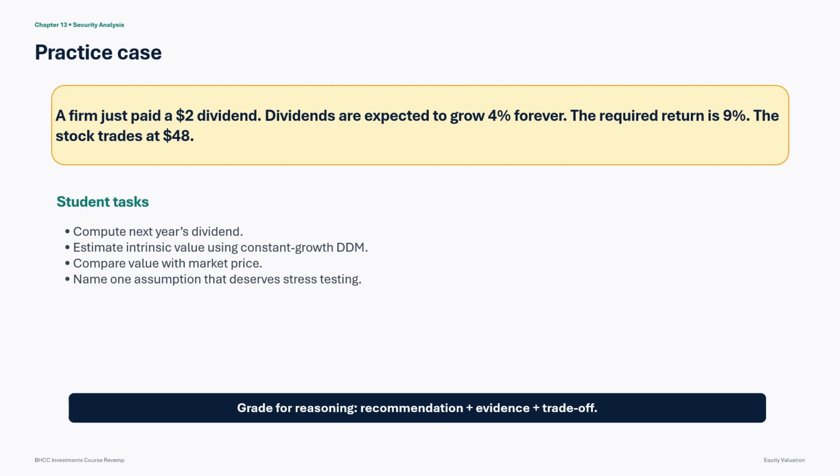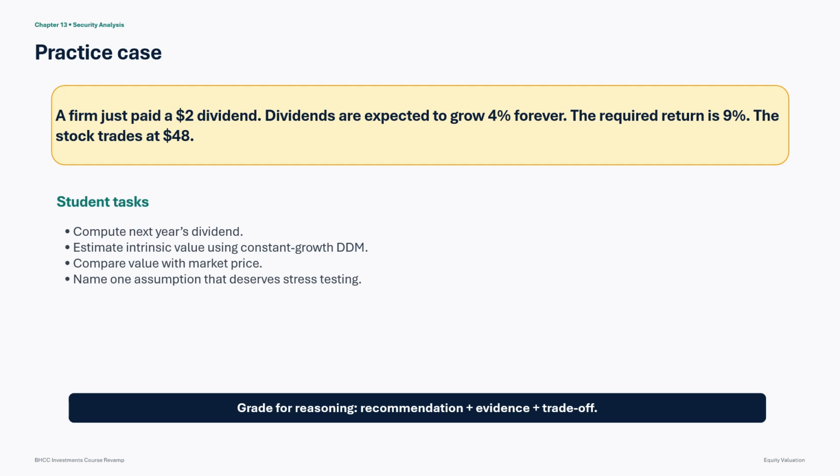Task 4 is to name an assumption that deserves stress testing. Several answers are strong. The growth rate may not remain at 4% forever. The required return may be higher or lower. Dividend policy may change. Buybacks may be more important than dividends. The business may not be mature enough for constant growth. The company's return on reinvested capital may weaken. Inflation and competitive conditions may change the long-run economics.